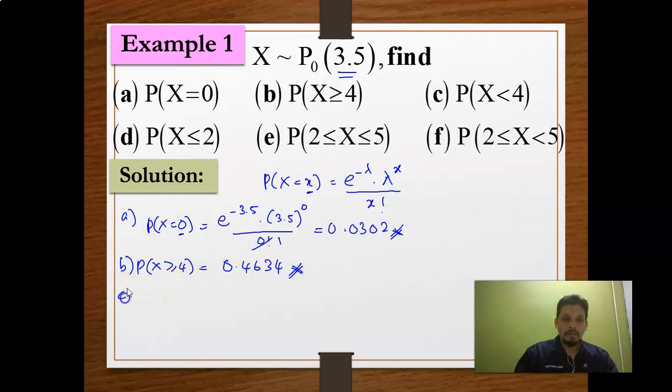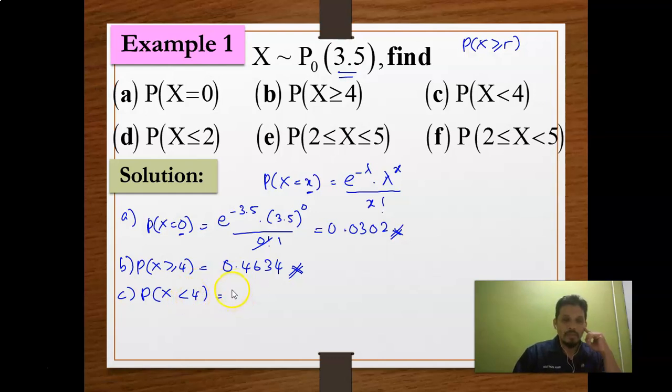Okay. C, probability of x less than 4. The reading in this statistical table gives us the probability of x greater than or equal to r. So for this one, x less than 4 means probability of x equal to 0, x equal to 1, x equal to 2, and x equal to 3. Okay, it does not include 4.